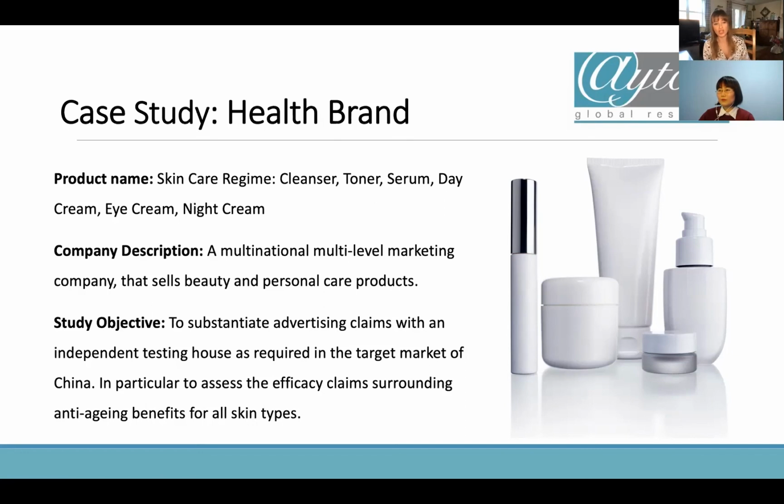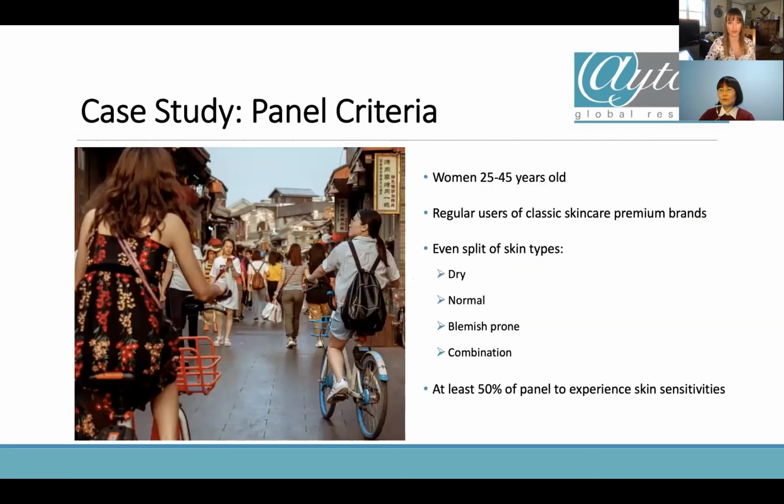So it's to substantiate the advertising claims in China with an independent testing house, because obviously we need to use someone external. And they want to look at the anti-aging benefits for all skin types.